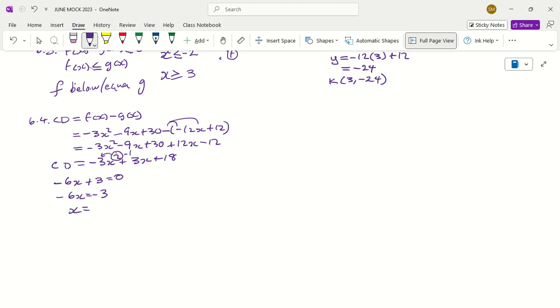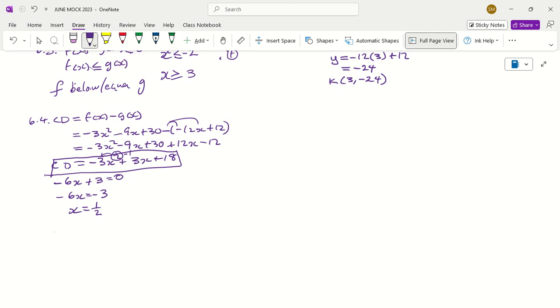Then x is equal to 1 over 2. So we have the maximum distance at x is equal to 1 over 2. Then what we need to do now is substitute the 1 over 2 into the distance formula. So now the distance formula is that the distance of CD is equal to this.